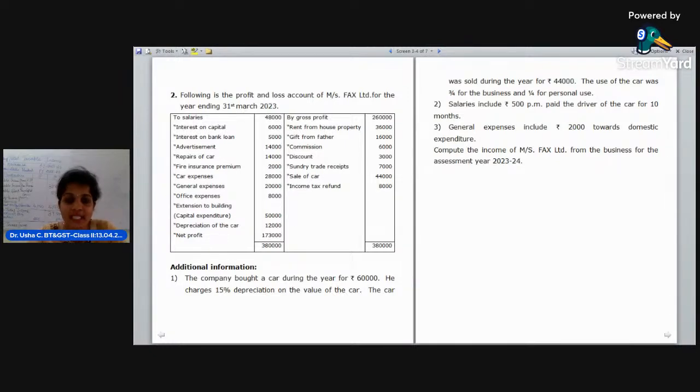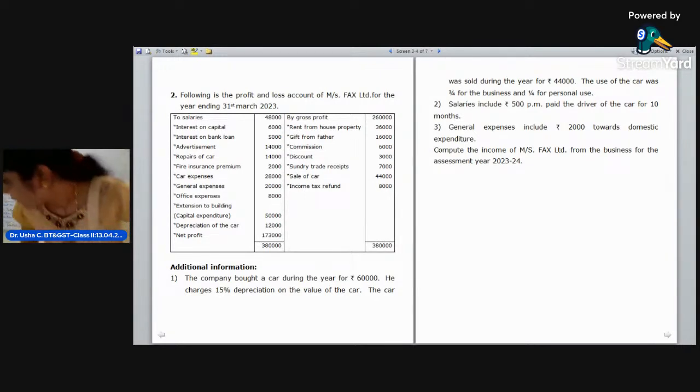The company bought a car during the year for rupees 60,000. The company charges 15% depreciation on the value of the car. The car was sold during the year for rupees 44,000. The use of car was 3/4 for business and 1/4 for personal use. I'll just show you the adjustment here.